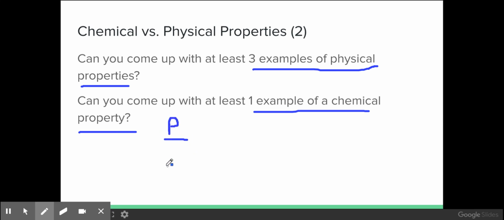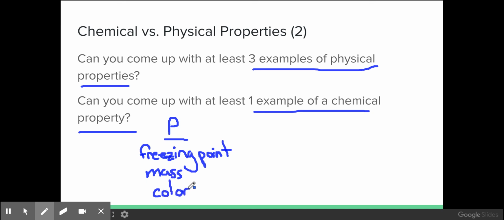Physical properties. A physical property could be the freezing point of a substance, because you can measure the freezing or the melting point of a substance by simply causing a phase change. Another physical property would be mass. You can measure the mass of an object without changing the identity of that object. Color. You can observe the color of an object without actually changing what the object is.